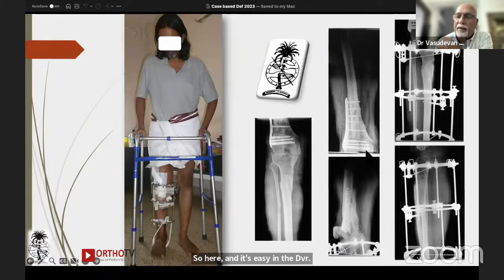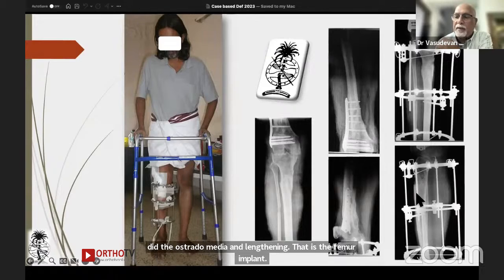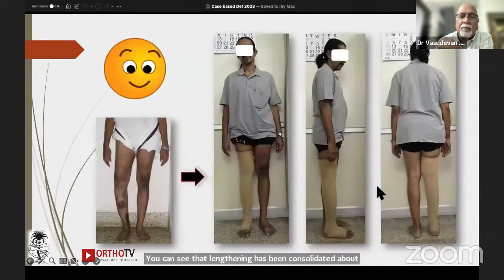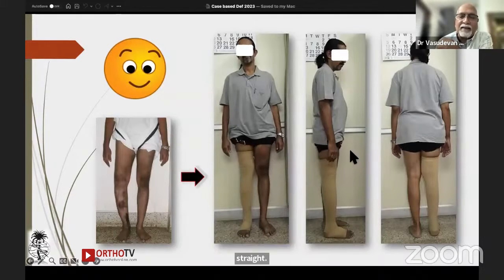That is the femur implant. You can see that lengthening has been consolidated. About 3 centimeters has been lengthened. And from there, he can stand straight. He is an architect professor. His alignment has been corrected well.